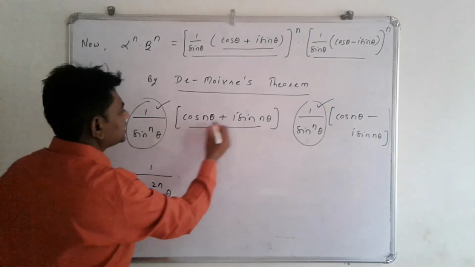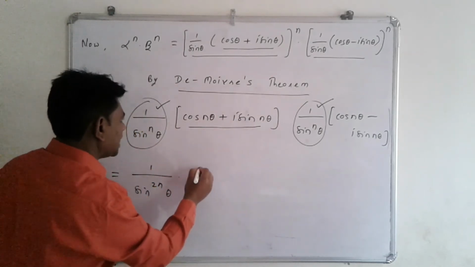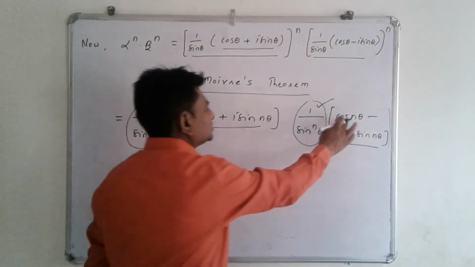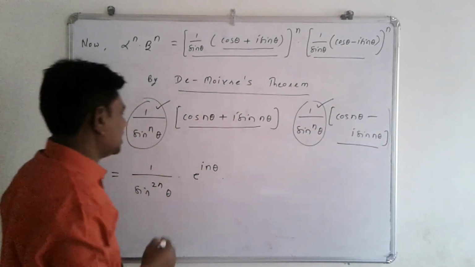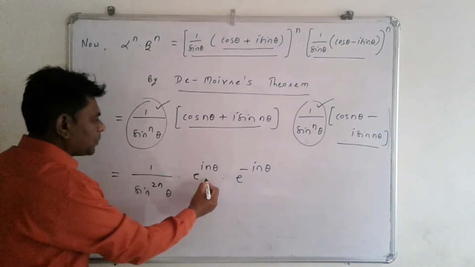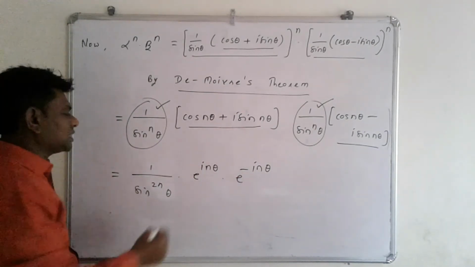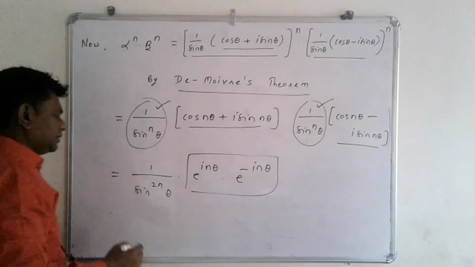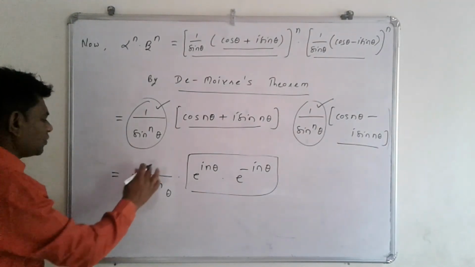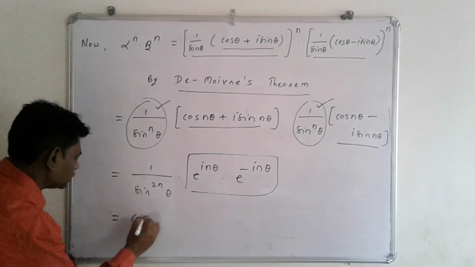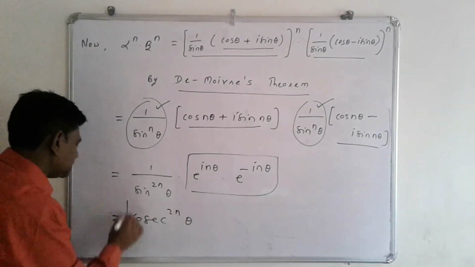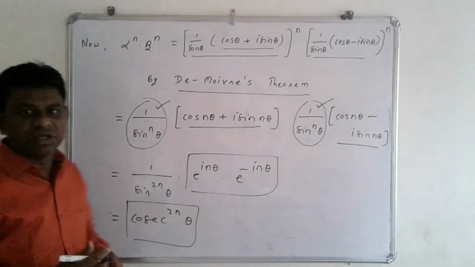times now cos n theta plus i sin n theta, we write it as e to the power i n theta. Similarly, cos n theta minus i sin n theta, we write it as e to the power minus i n theta. Now e to the power i n theta times e to the power minus i n theta, its answer is 1. This is equal to, now 1 upon sin theta, answer is cosec theta. The 1 upon sin 2n theta, answer is cosec theta to the power n, cosec 2n theta. And this is the required answer of the given problem.